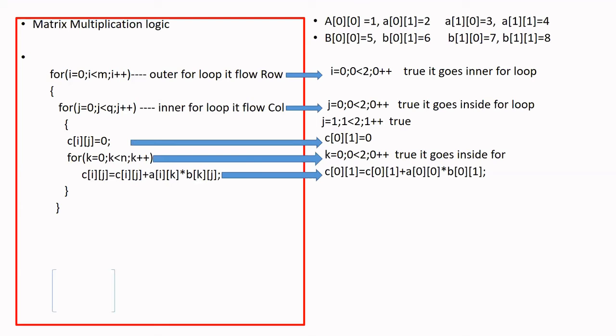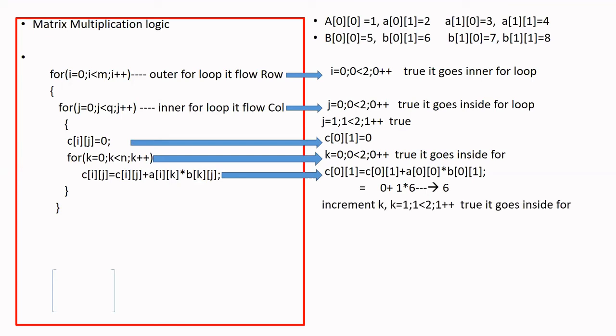i value is also 0, k value is also 0, multiplied by B of kj. So k value is 0, j value is 1. So finally, C of 0 1 is 0 initialized plus A of 0 0 is 1 multiplied by B of 0 1. B of 0 1 is 6. You will get 6. k will get incremented again.